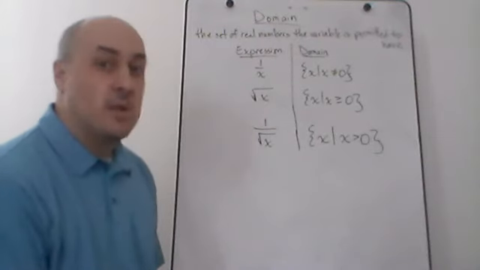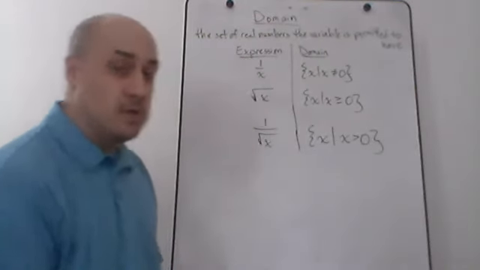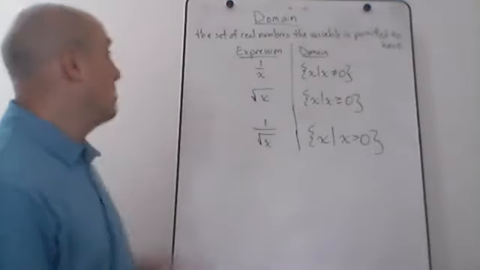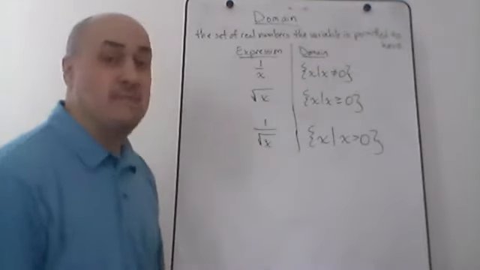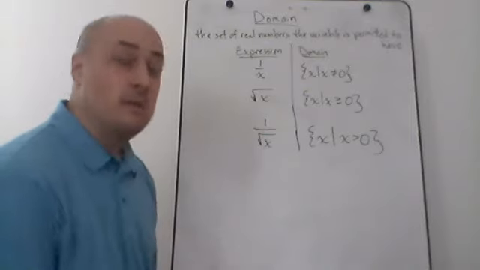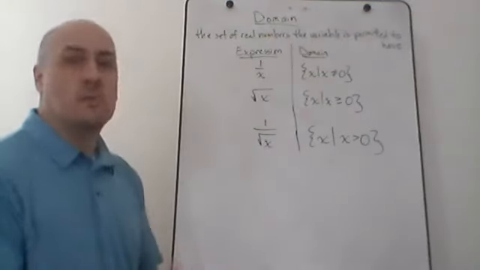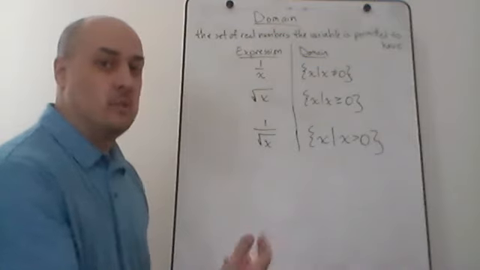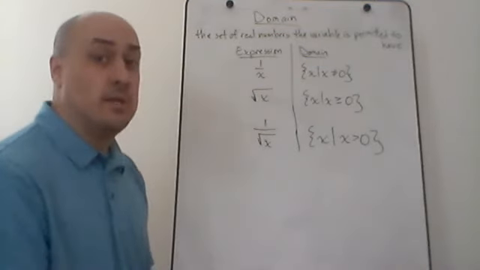Alright, in this video we're going to talk about the domain of an algebraic expression, and what we mean by the domain of an expression is the set of real numbers that the variable is permitted to have. Right, so in other words, what numbers can I plug in for x in this, or for whatever the variable is in this particular expression.